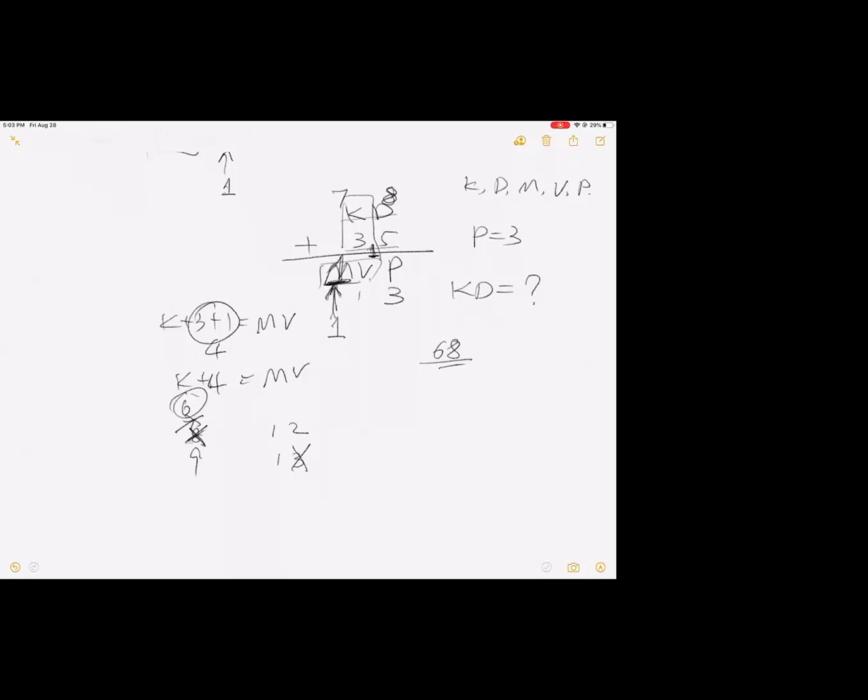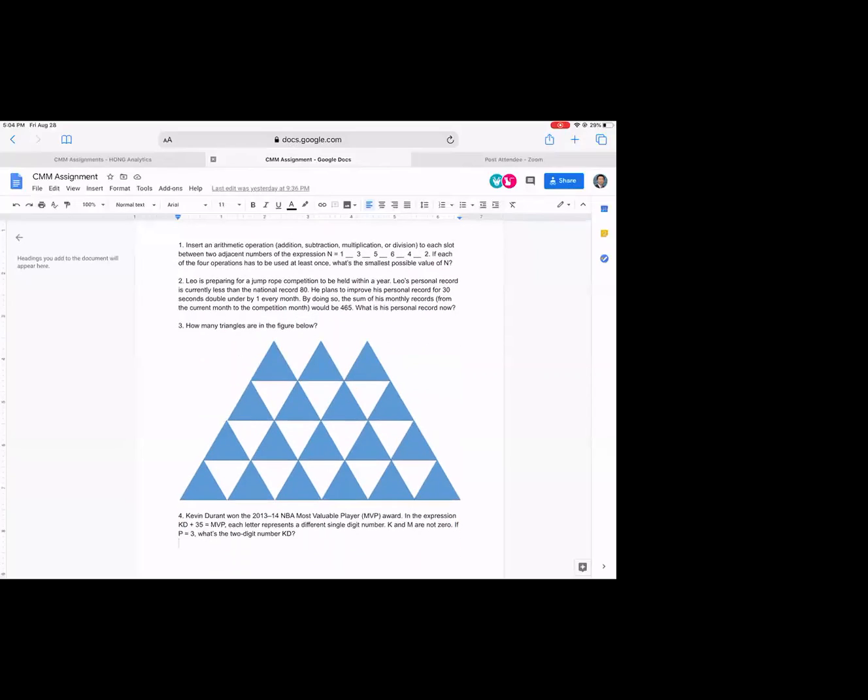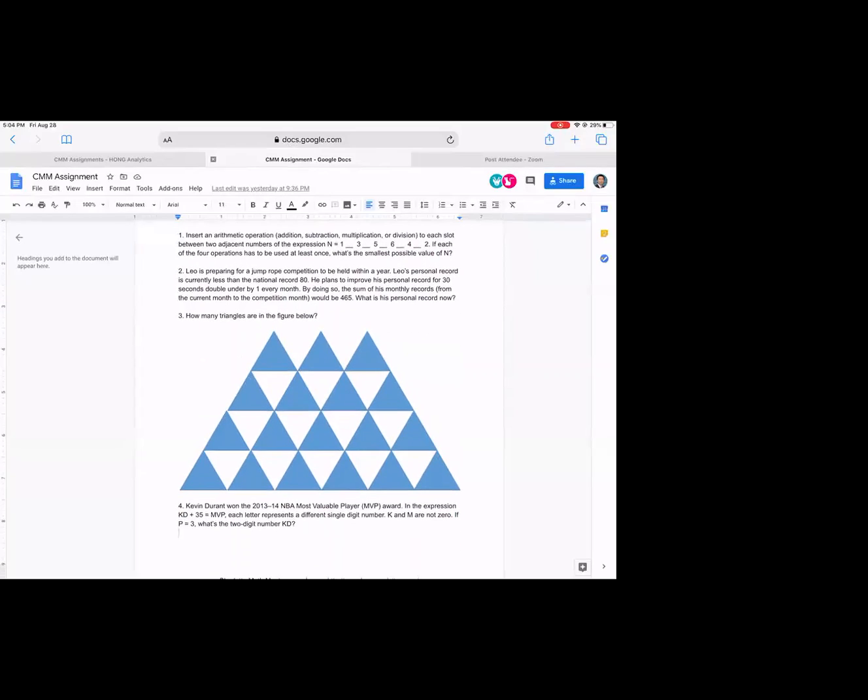I have a question. What was the answer to the second problem? The jump rope problem? The jump rope problem, there were 2 different possible solutions. One is 42, the other one is 75. So there are 2 possible records. If I had asked you the highest possible personal record he has now, that would be 75. If I ask you the lowest one, it will be 42. But the real correct answer was 42 or 60 or 75.